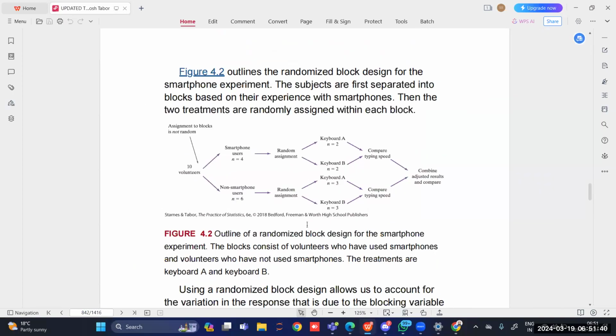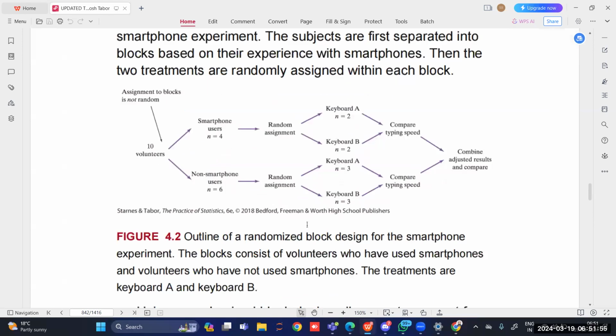So there is an example. Figure 4.2 outlines the randomized block design for the smartphone experiment. The subjects are first separated into blocks based on their experience with smartphones. Then the 2 treatments are randomly assigned within each block. See what I have done, that's the same thing. Yes or no, Zaid?